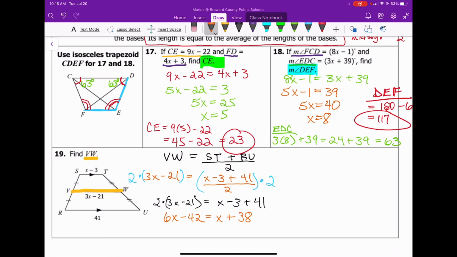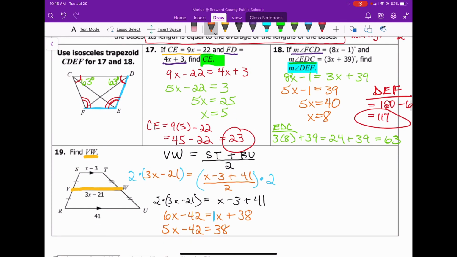We're going to subtract 1x from both sides because this is really 1x right here. So when we subtract 1x from both sides, we get 5x minus 42 equals 38. If we add 42 to both sides, we're going to end up with 5x is equal to 80. And now we're going to divide both sides by 5. X is equal to 16.